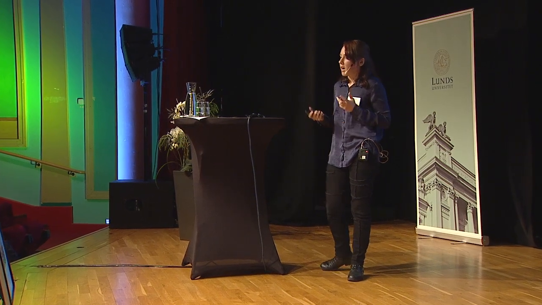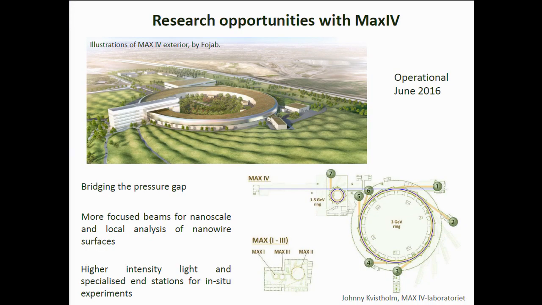So I hope I've shown you all the many different techniques to do with synchrotron radiation for nanowire structures, and this situation will actually improve quite a lot in the next couple of years. The MAX IV facility will hopefully have light in June 2016. And this will mean quite a number of things for us. It's going to have much more intense light. It will actually be the highest intensity synchrotron light in the world at that point. And it will have a number of unique experimental stations.